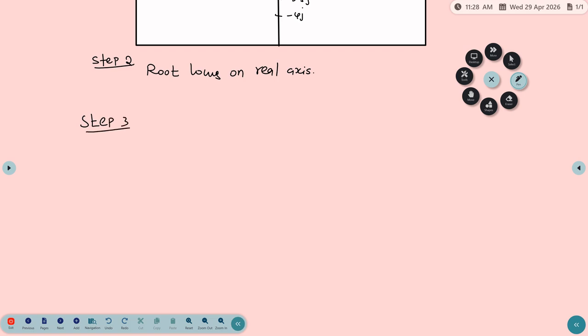Here we need to find the angle of asymptotes and the centroid. In step number 3, we need to find the angle of asymptotes and centroid. Both are formula based, so we have formulas for those two things. Okay, this is step number 3. First, we should write the formula for the angle of asymptotes.